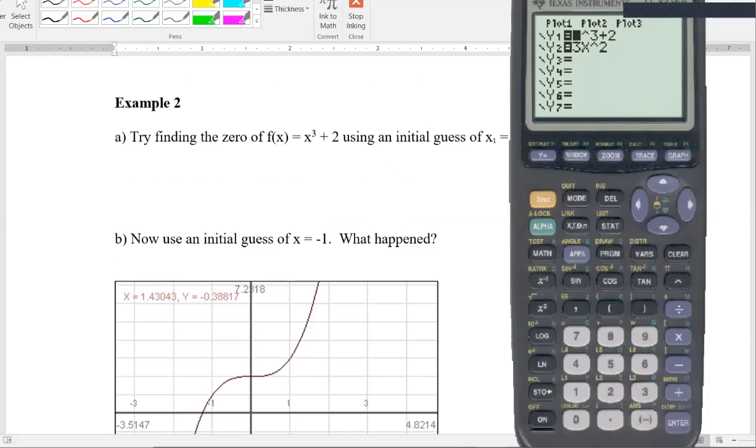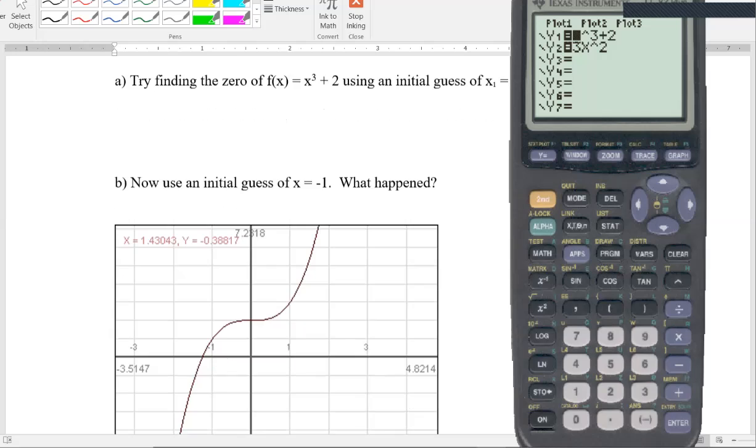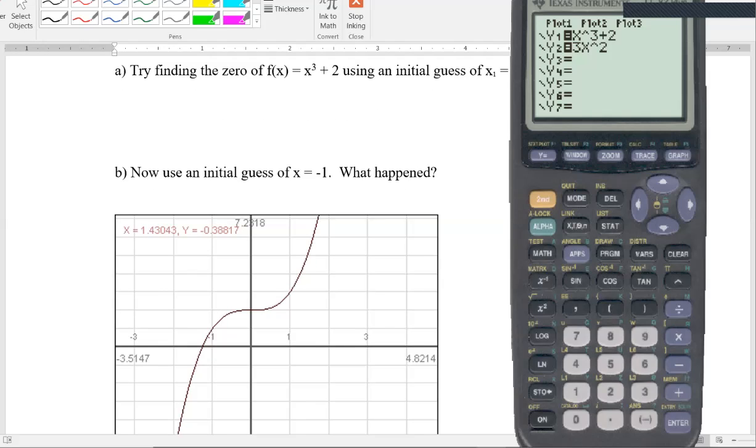Let's try another one here. We're going to find the 0 of this x cubed plus 2. And we know, you can see from the graph that the 0 is somewhere over here near -1. So let's try that as our guess.